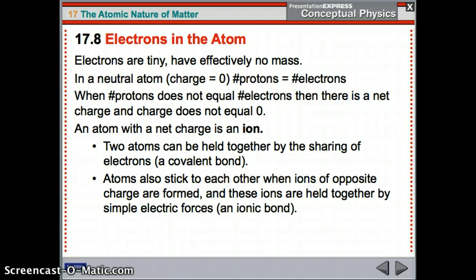There are two ways of bonding them. One, they can be held together by sharing electrons. That's a covalent bond. So that actually wouldn't be an ion. They would just be friends. And then atoms stick to each other when ions are formed, and those ions are held together by electric forces. That's an ionic bond. So an ionic bond, you take two charged particles and stick them together. A covalent bond is different. Things stick together for other reasons. They share electrons.